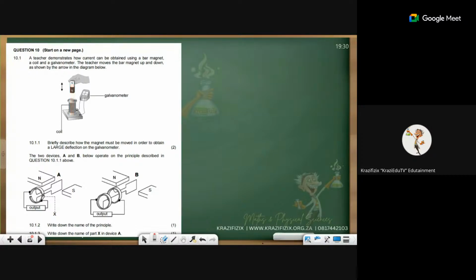Okay. What is this? Electromagnetic induction. That's the principle. We mentioned that. Write down part X. Now, don't write split ring, remember? It must be split ring commutator. Or you can just use the word commutator. If you write split ring alone, 0. Yeah, you're allowed to just say commutator. It's fine. Okay.